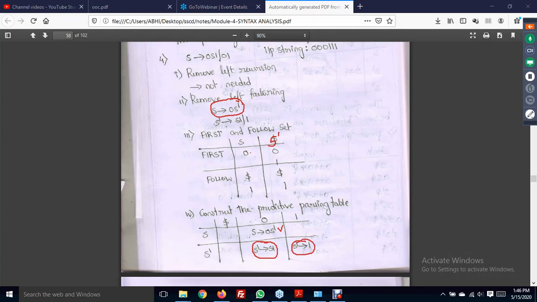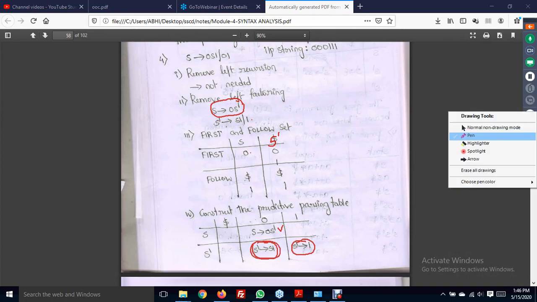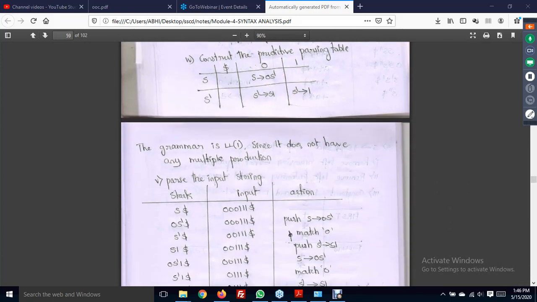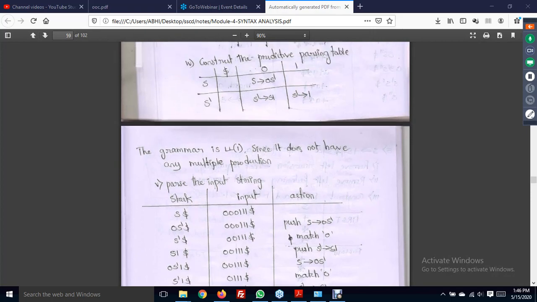Because S may lead to 0, but if I encounter this condition S dash tending to 1 here, it will not lead me to 0. That's why you should use a bit of common sense here, why we need to go for the other production but not with this. Alright, so once I have my predictive parsing table ready, now I work with respect to the input. So what is my input? 0 0 0 1 1 1.